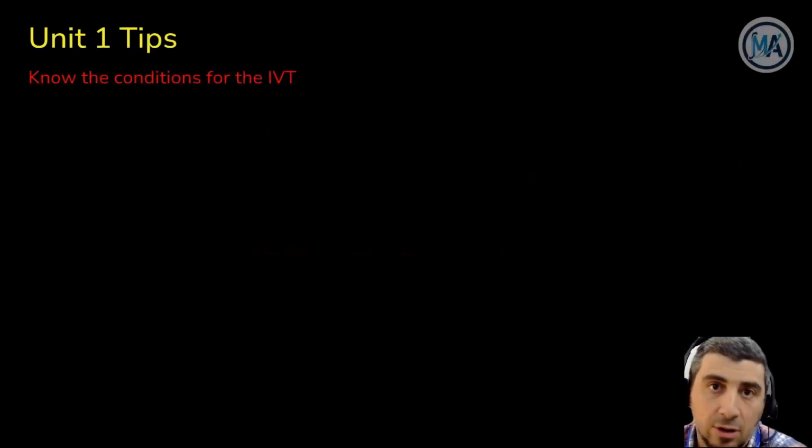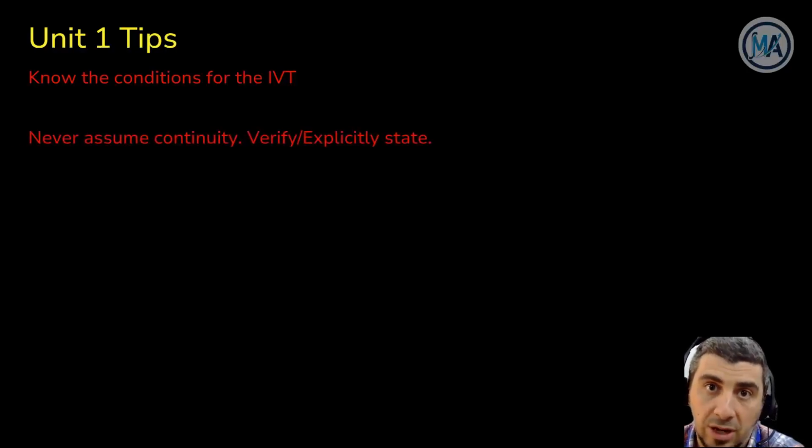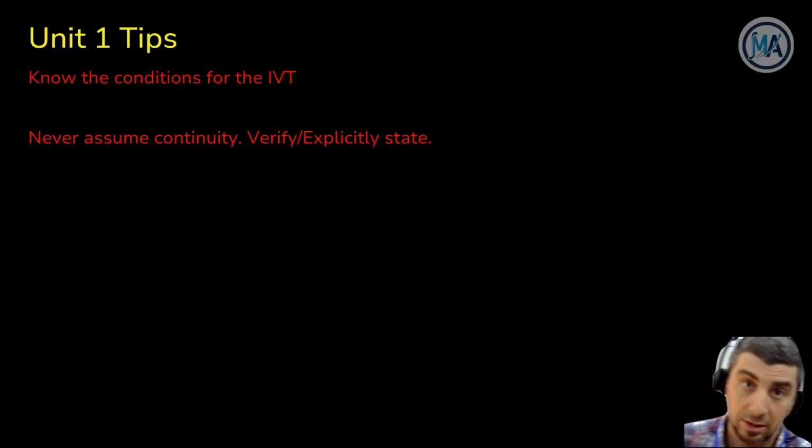As we wrap up Unit 1, let's talk about some tips. You have to know the conditions for the intermediate value theorem. Free response questions, oftentimes this is one of the big 3 theorems you're going to need to know. Never assume continuity. Problems will often state the function's continuous or give you some information to know that it's continuous, but if it doesn't, don't automatically assume continuity. Also, if you need to use continuity to justify something, like the intermediate value theorem, you must explicitly state that.